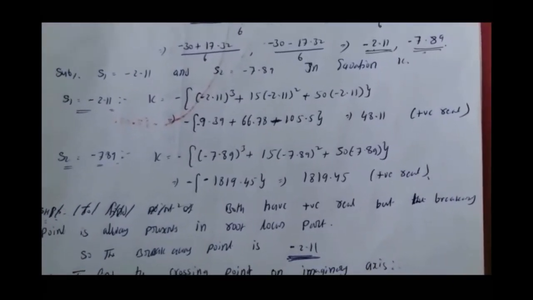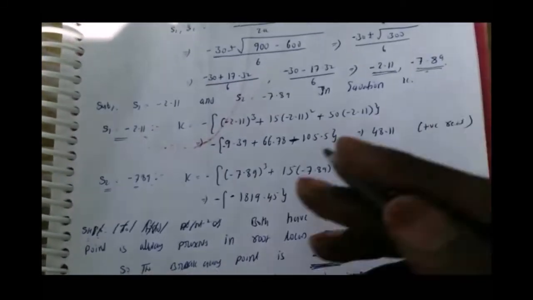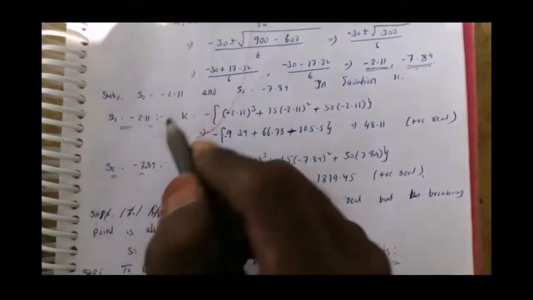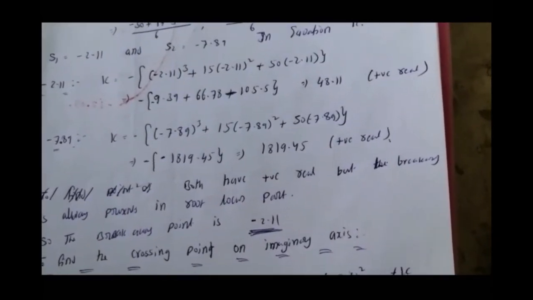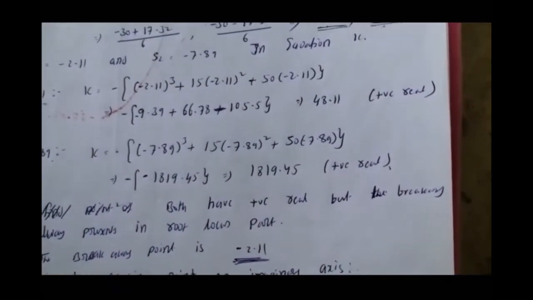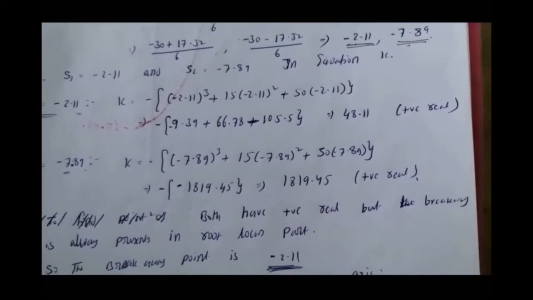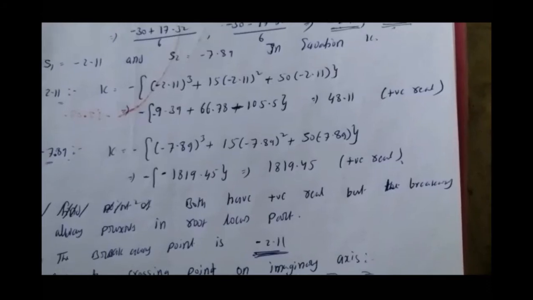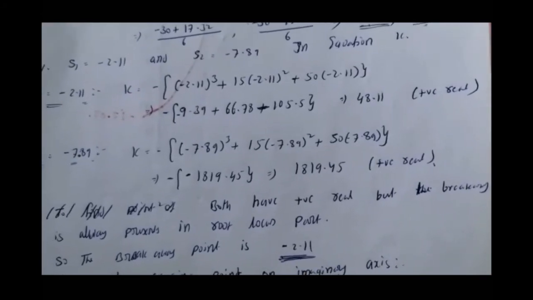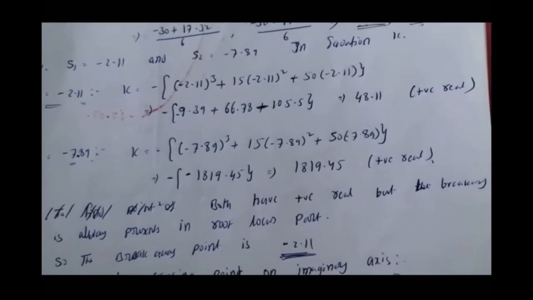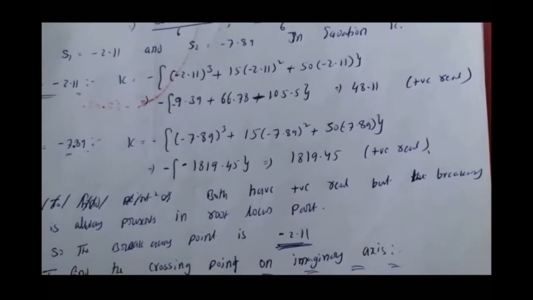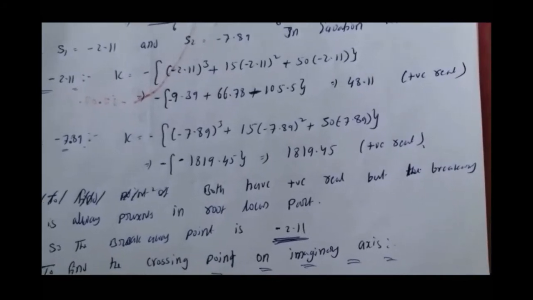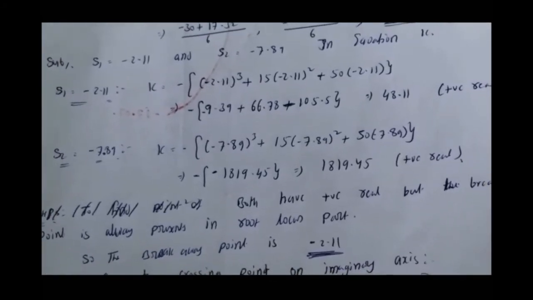Now let's see the second point. When s2 equals minus 7.89, then you will get k value equal to 1819.45, so it is also positive real. So for the two points we got both positive real. These two may not both be breakaway points. Why? Because the condition for breakaway point is it should be positive real. So here two possibilities have occurred. Now which one is the exact breakaway point we have to find.